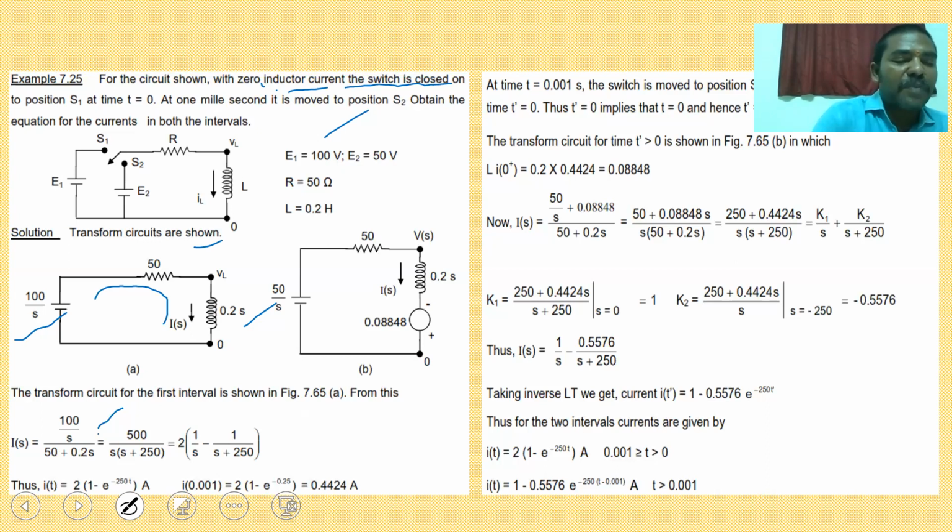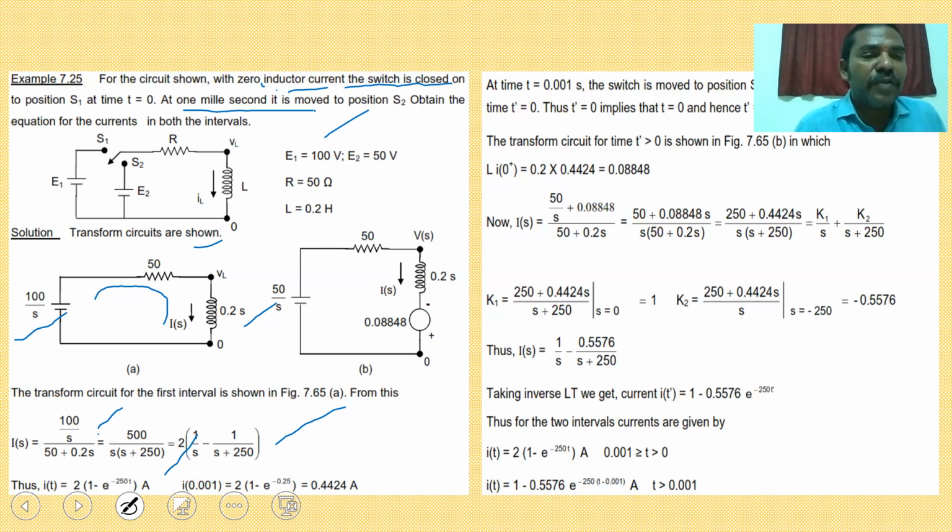So taking inverse Laplace transform, I of t is equal to 2 into, 1 by s is 1, and 1 by s plus 250 is e power minus 250t. So this is the current you are getting when the switch is in first position, S1 position. Okay. So are you understanding? Then the time reaches 1 millisecond. The switch will move to position 2.